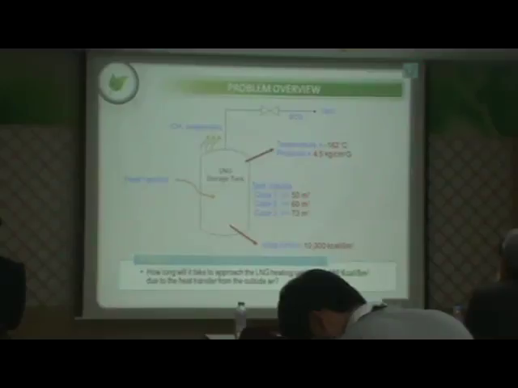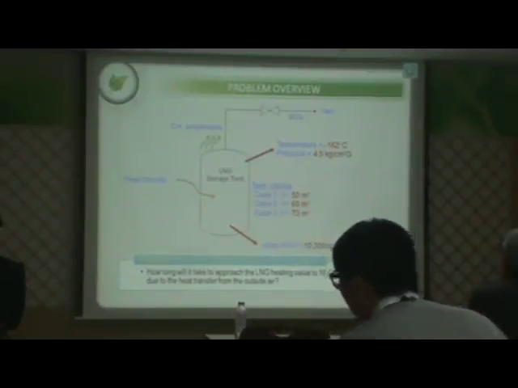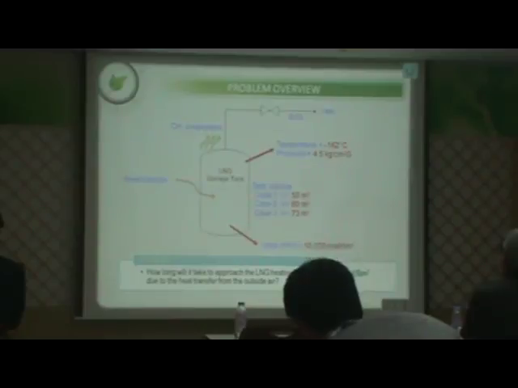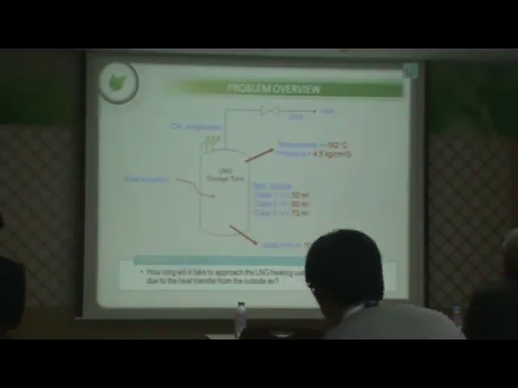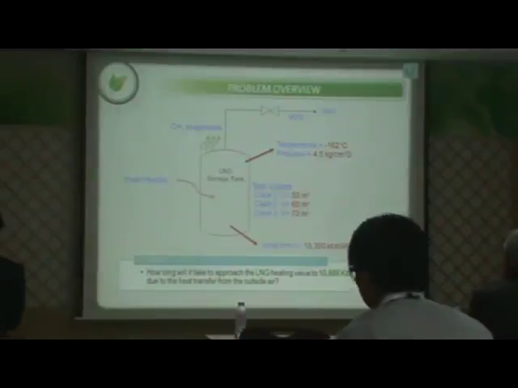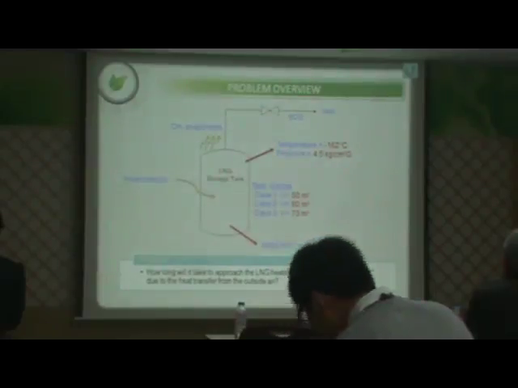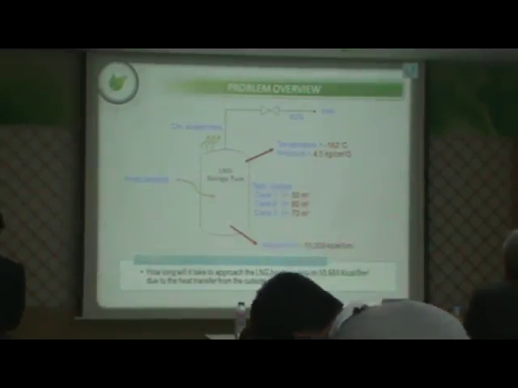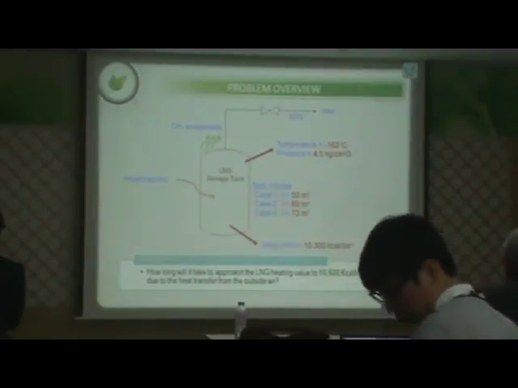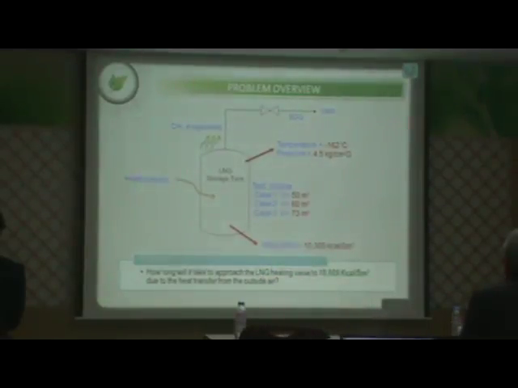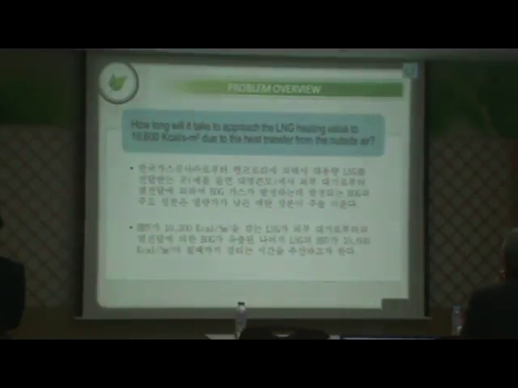So here's the LNG storage tank with a temperature of negative 162 degrees Celsius, and the heat is transferred from the outside air to the tank, and the methane evaporates, and BOG is vented. And as BOG is vented, the LNG heating value is increasing. So our task is to estimate the time span to approach the LNG heating value of around 10,600 kilocalories per standard cubic meter. This is a problem given by CODES.